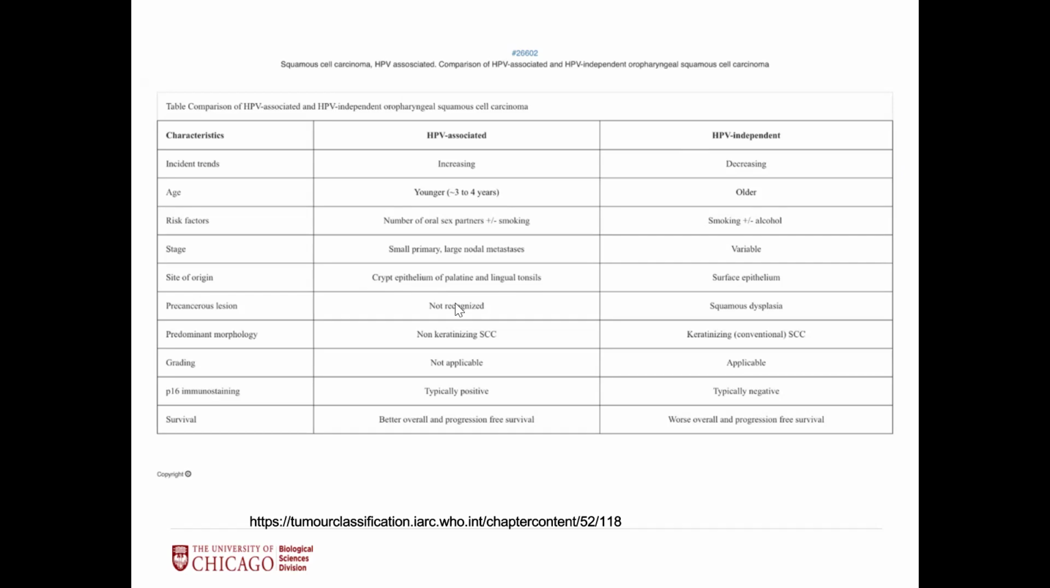And I'll show you an example. There just isn't. We do not know about this, in theory. In practice, I've seen weird things. Morphology is usually non-keratinizing. This one is keratinizing. Grading, we don't grade. Here they say we grade, but in this institution, we don't grade any of our carcinomas. It doesn't seem to have any prognostic value. P16 positive, typically negative. Not completely negative, typically negative. And then survival, people usually do pretty well. We even have de-escalation studies at this institution where they don't even get surgery, they just get chemoradiation.